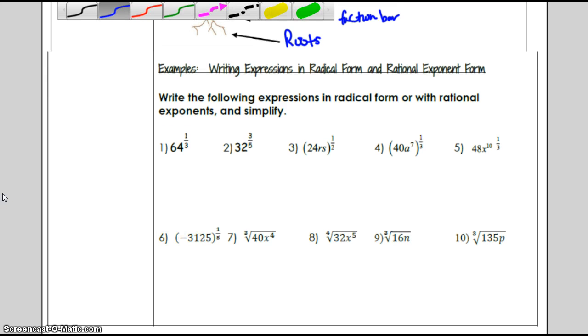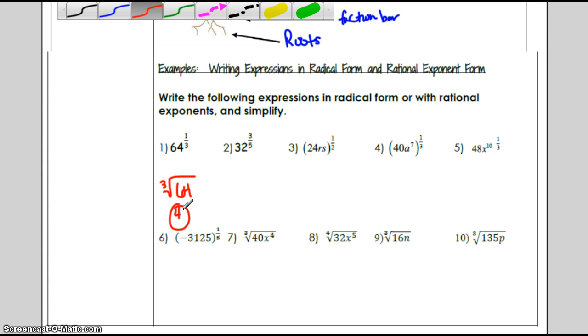So for these first few, we're just going to practice that concept of writing them out. For example, if the power up here is 1, then it's like 64 to the first, but we don't really need to put the 1 here. You can if you want to. And then the bottom is our root, so 3, it's the cube root. Then you can simplify. If we look at our chart, the cube root of 64 is 4. So our final answer is 4.